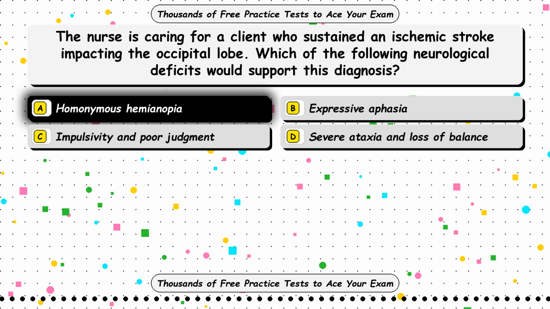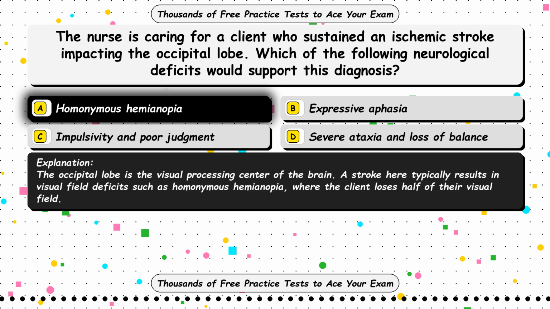The correct answer is option A, homonymous hemianopia. The occipital lobe is the visual processing center of the brain. A stroke here typically results in visual field deficits such as homonymous hemianopia, where the client loses half of their visual field.